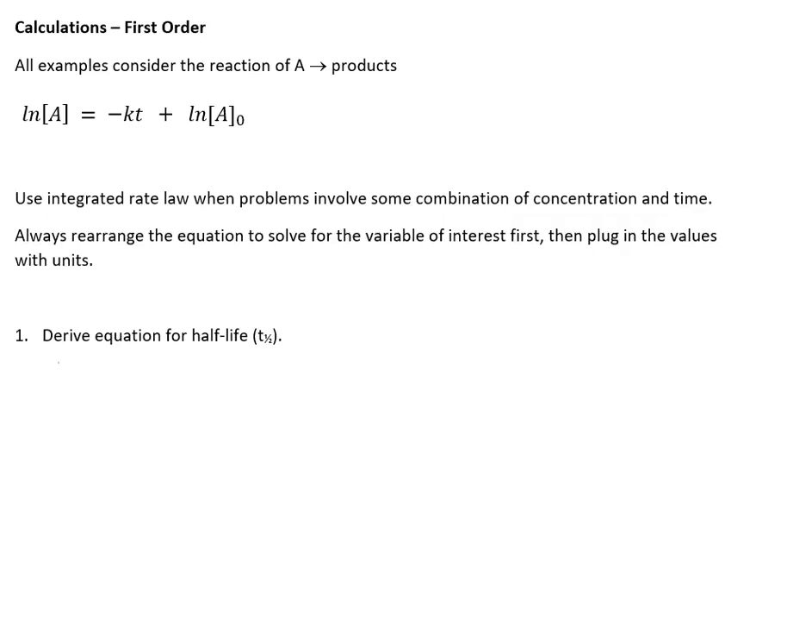In this video, we'll work through examples of calculations for a first-order reaction using the linear form of the integrated rate law. And we'll start by deriving the equation for t1/2. Whenever we're deriving any equation for t1/2, we initially set two relationships. The first one is A equals A naught over 2. In other words, A equals 1/2 of the original concentration, and the other relationship is t equals t1/2.